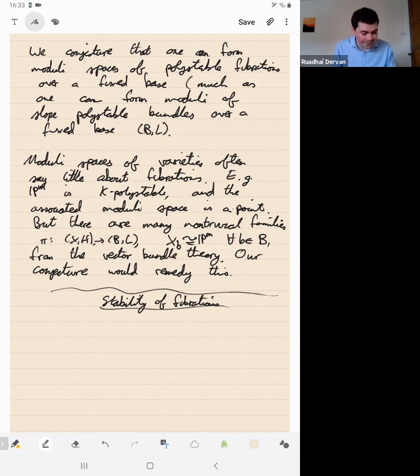It's modeled on the definition of K-stability, in that there will be a class of degenerations and then a numerical invariant that we associate to these degenerations. So I'll go through what the degenerations are first of all. These are what we call fibration degenerations. So we return to a polarized fibration, π: (X, H) → (B, L).